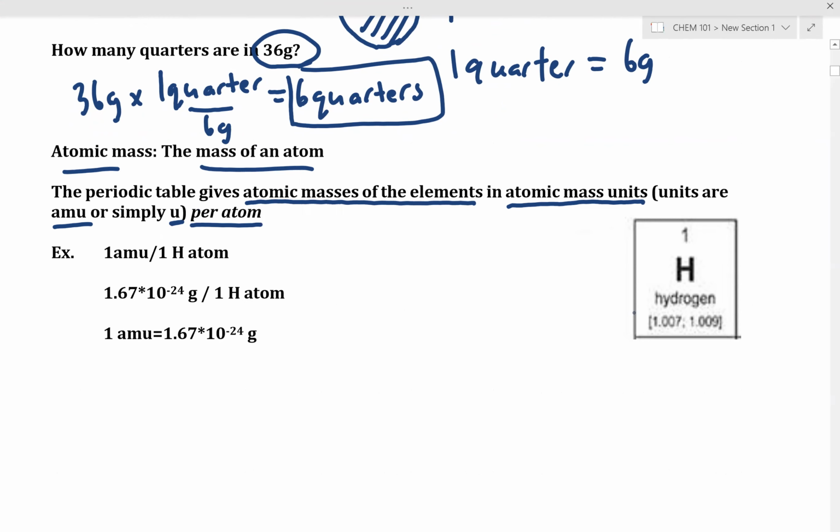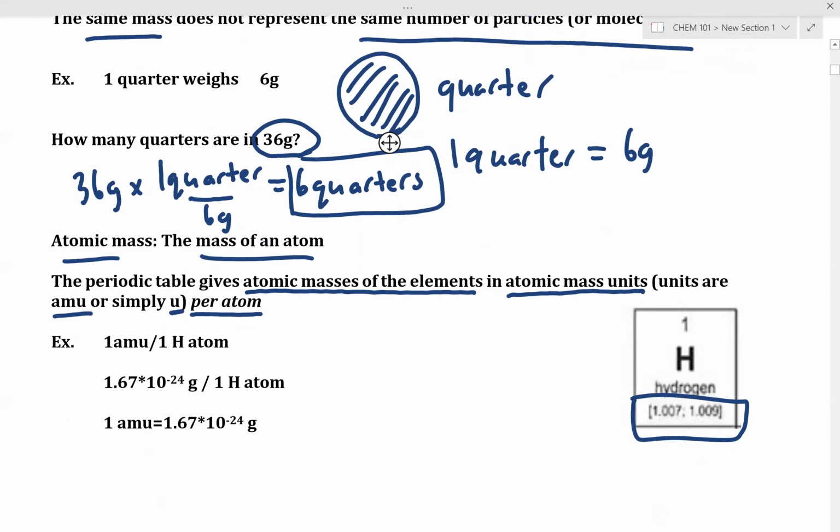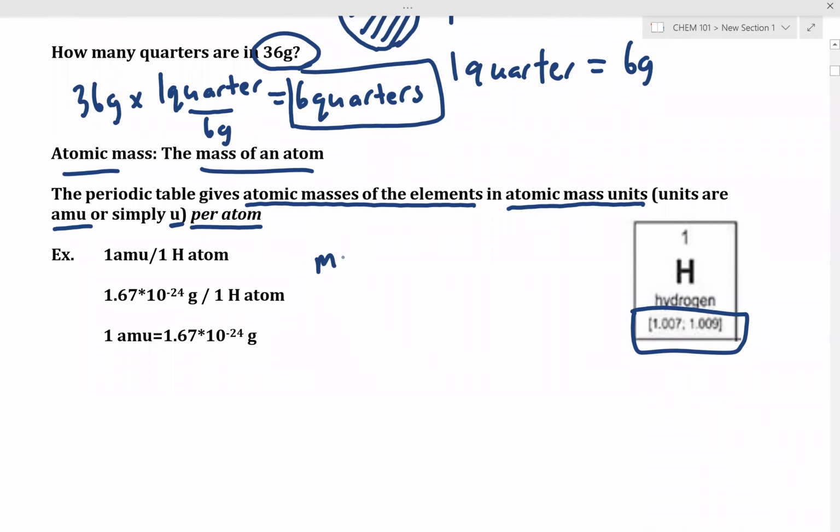So for example, for hydrogen, we know that the mass is equal to 1.007 AMU per every 1 hydrogen atom. So the units of atomic mass are AMU per atom.